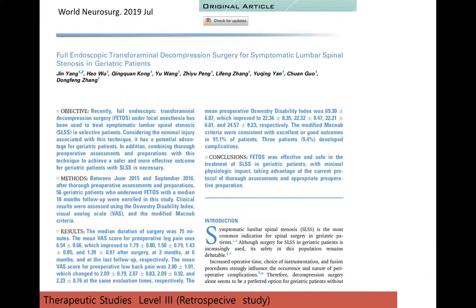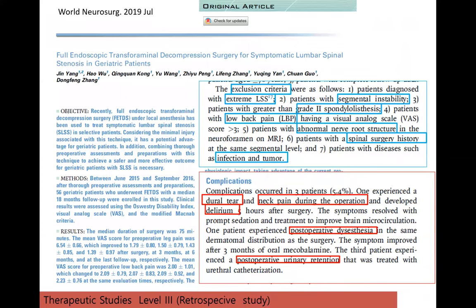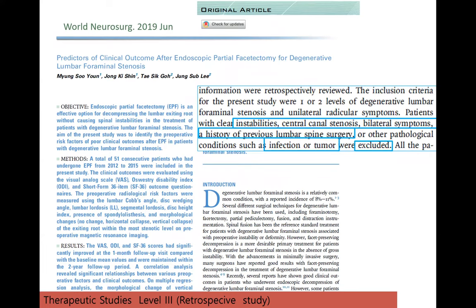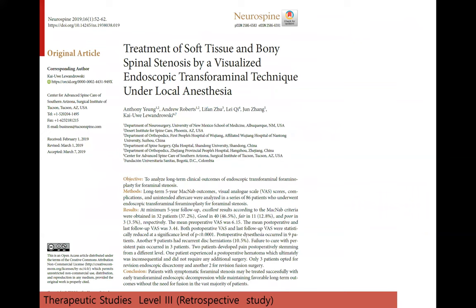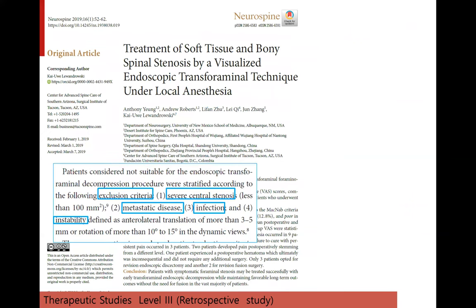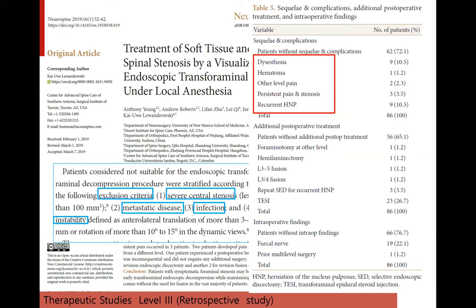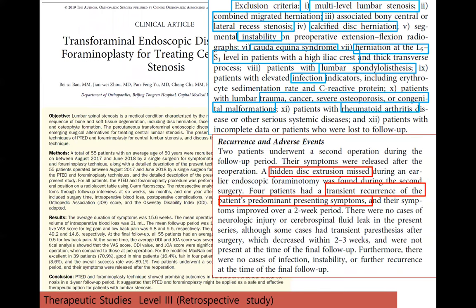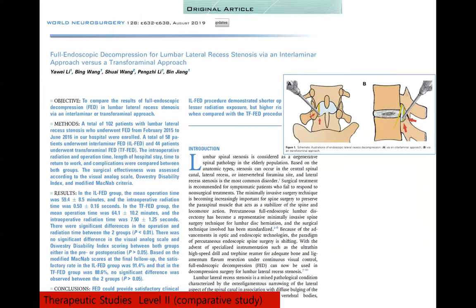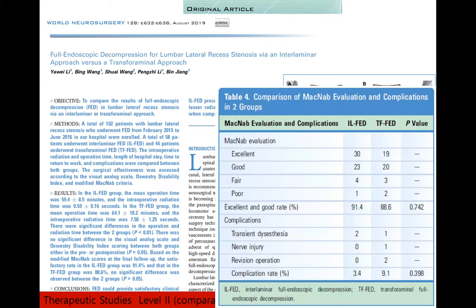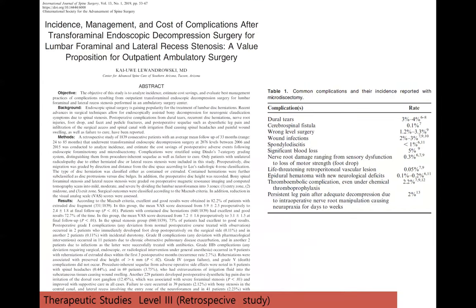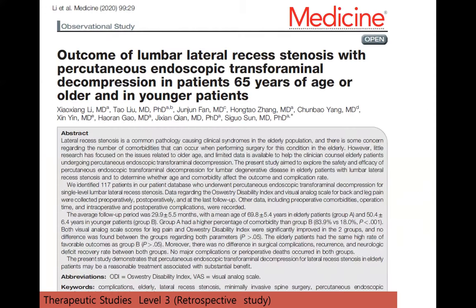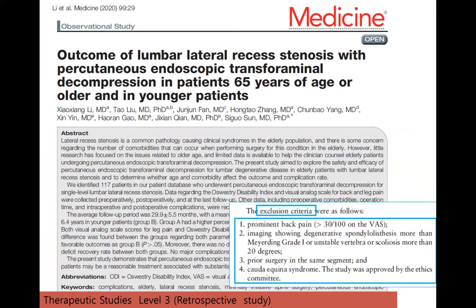This paper is also level 3, with exclusion criteria and complications. Also, this paper is level 3, with exclusion criteria and complications. Also, this level 3 paper, exclusion and complications. And this level 3, exclusion criteria and complications. And this paper is a level 2 comparative study and reported complications. And this is a retrospective study, level 3, and reported complications. And also this paper, level 3, exclusion criteria and complications.